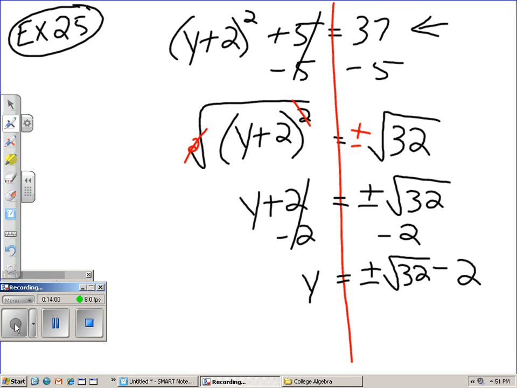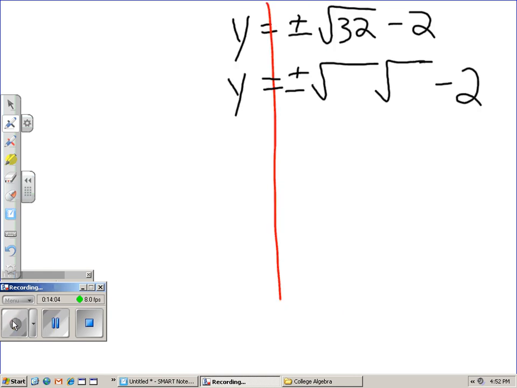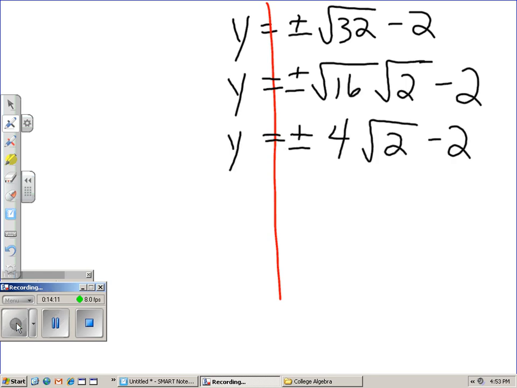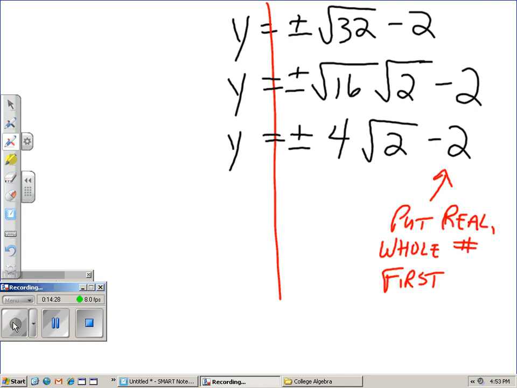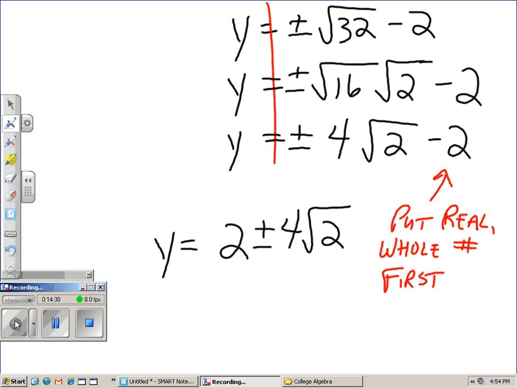We still need to simplify that big square root. So I'm going to break it into a perfect square times whatever's left over. So I notice that 32 can be broken into the perfect square 16 times the leftover 2. And I simplify square root of 16 to a whole number 4. So I have 4 square root of 2, or 4 radical 2, you can say it either way, minus 2, which is technically the answer. But again, we like the real whole number first, and anything weird later, like imaginary numbers and square roots. And here's our final answer.